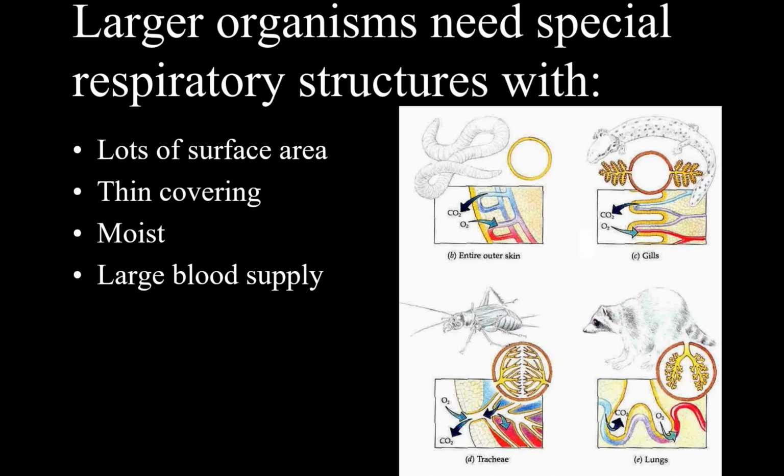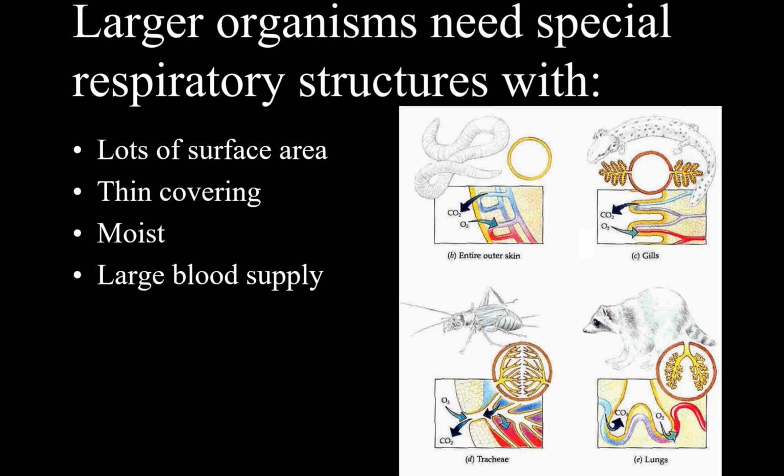When you get into larger organisms, you get into more problems. So you need to have extra surface area to form a respiratory structure. That respiratory structure has to be really thin to keep the diffusion distance as small as possible. It really has to be moist to move oxygen into the blood and CO2 out of the blood. And obviously you need a large blood supply. So if you look at the organisms that are diagrammed, it kind of shows you where the respiratory surface is in the organism.